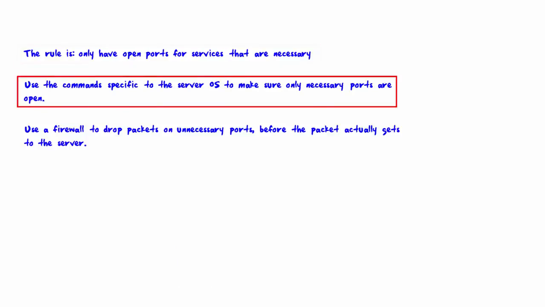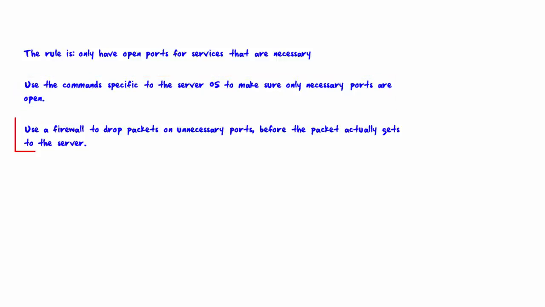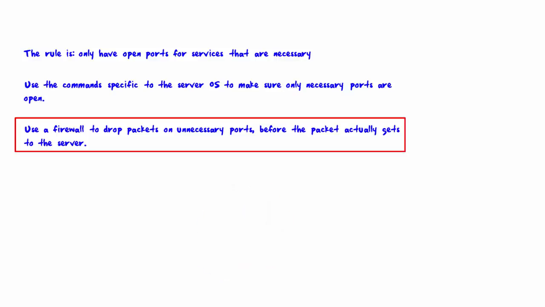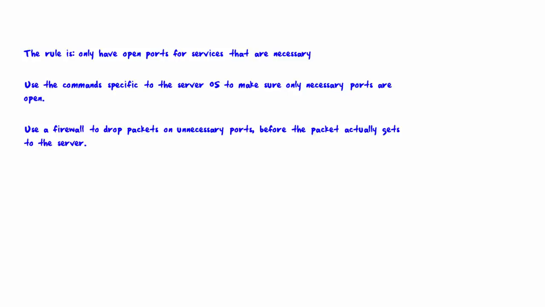Use the commands specific to the server OS to make sure only necessary ports are opened. So each OS has specific commands that you can use so you can see what ports are opened and not, and also how to actually open a port or close a port. You will use those commands. You can also use a firewall to drop packets on unnecessary ports before the packet actually gets to the server at all. That is the end of step 6.